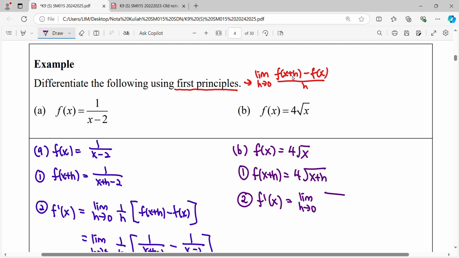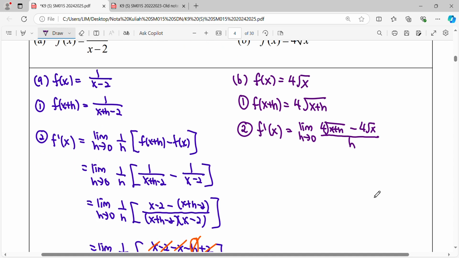So this one is 4√(x+h) minus 4√x, over h. The difference between question A and question B is that question A is a fraction function, a reciprocal function, a rational function. So that's why we take the 1 over h out, we don't want to do it per and per. This one is just a surd function, we just substitute into the formula.